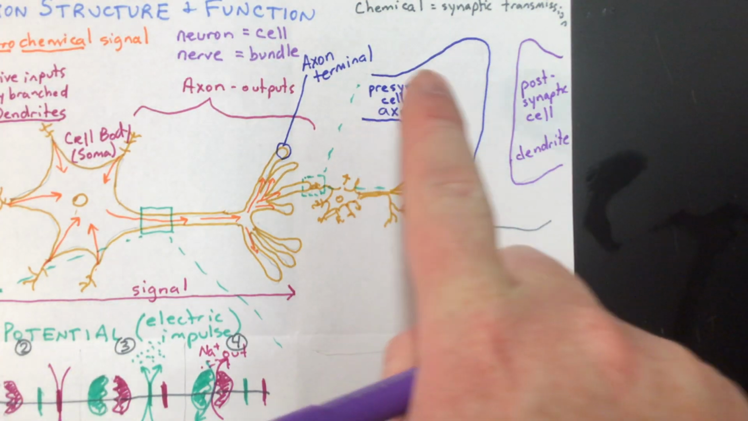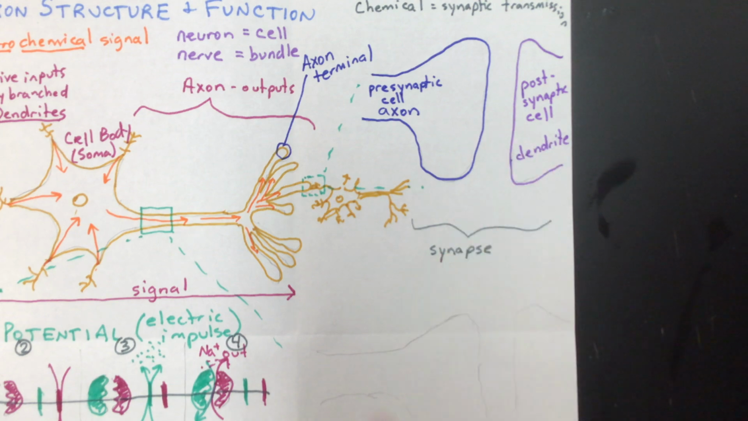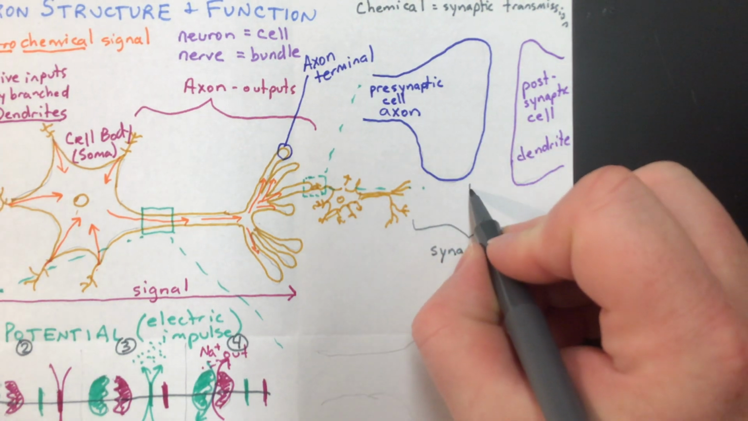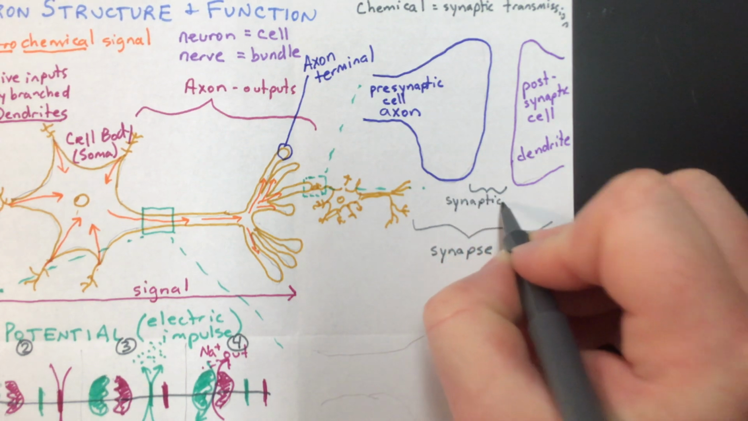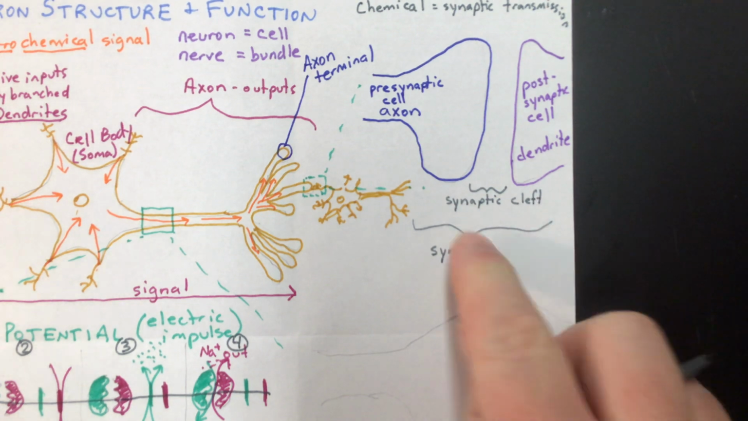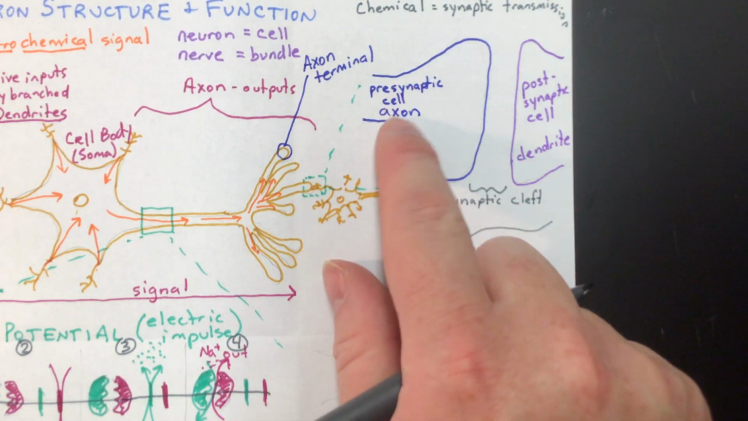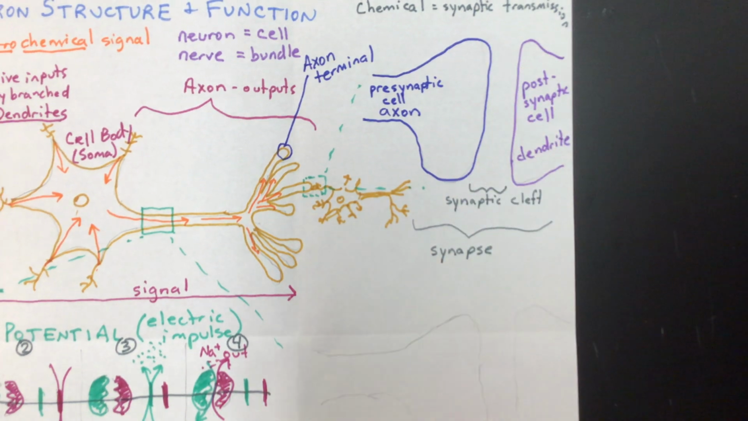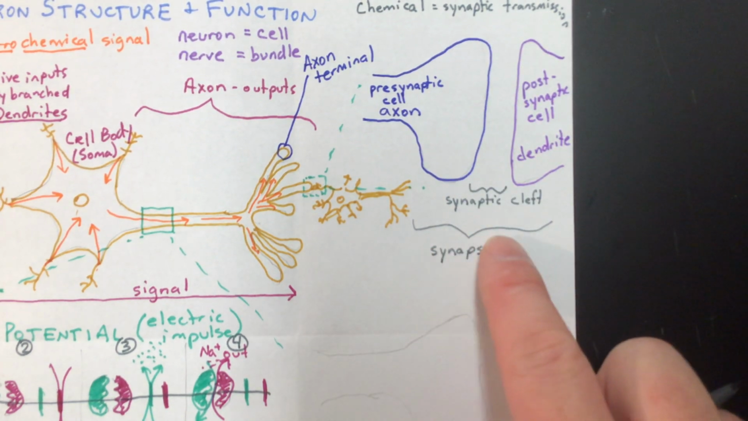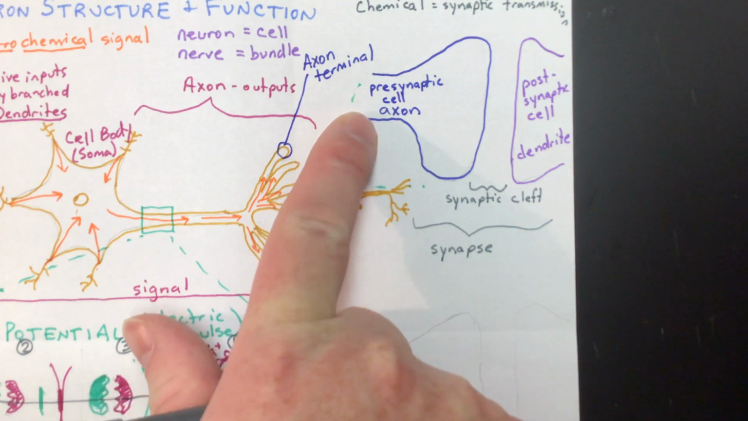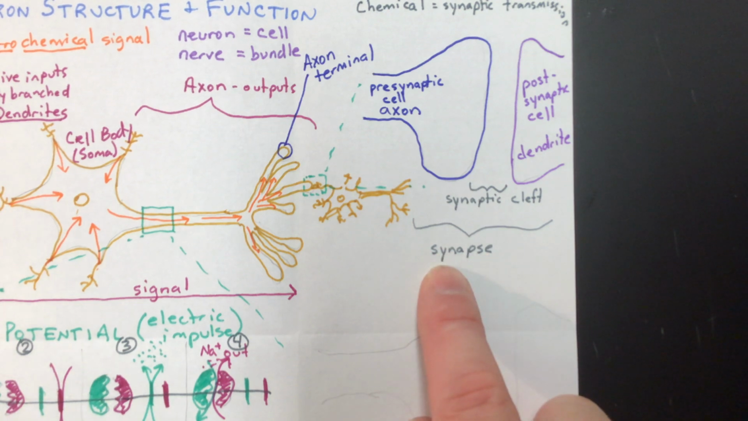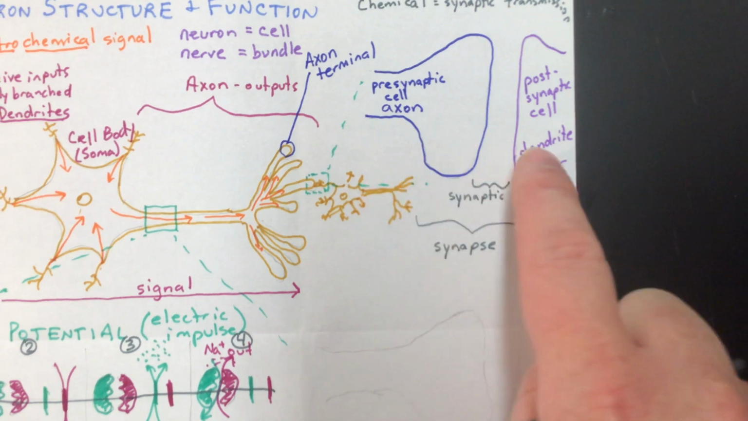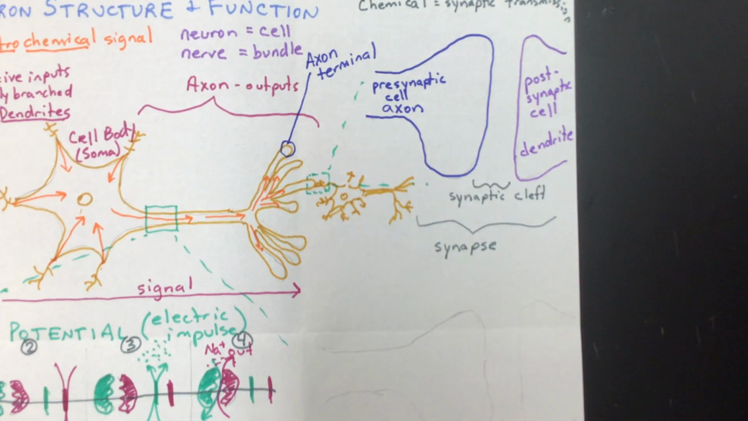If this is the presynaptic cell and this is the postsynaptic cell, what we call this part in the middle is the synaptic cleft. A synaptic cleft is the gap. So it's the tip of one neuron, then a gap, and then the tip of the next neuron. Together, these three structures, the presynaptic cell axon, the synaptic cleft, and the postsynaptic cell dendrite, are called the synapse. And we're going to talk about what happens with a chemical signal that passes from one to the other.